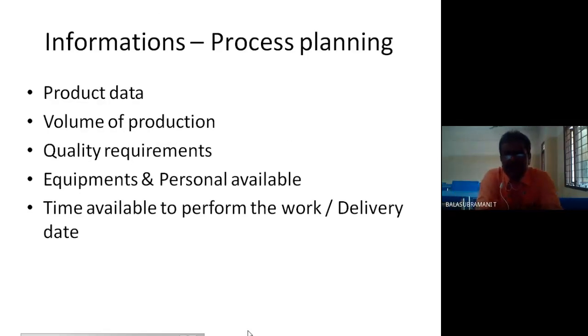The information for process planning: what information is needed for process planning? Product data, volume of production, quality requirements, equipment, personnel available, time available to perform the work, delivery date. Product data means, as already discussed, what product data is needed. It is a design concept.